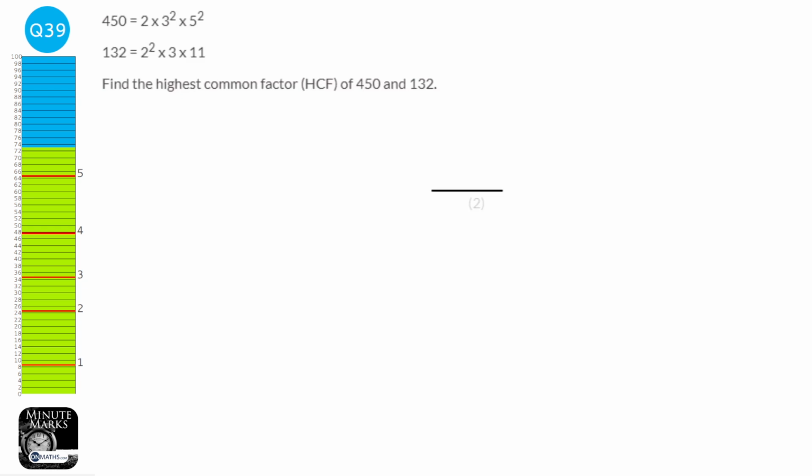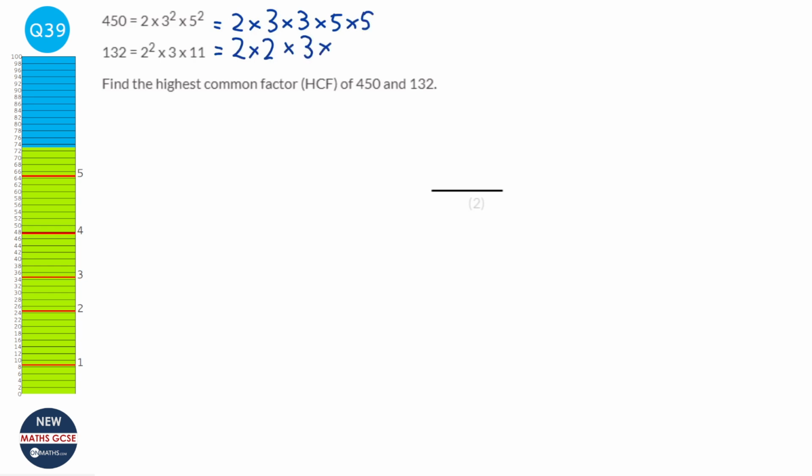The highest common factor is found when you have the prime factors of two numbers, which we do, and you put them into a Venn diagram. Then you can find the highest common factor by multiplying all the numbers in the overlap. So we're going to rewrite these numbers, instead of squared, we're just going to write them out without index form. Just makes it a bit easier.